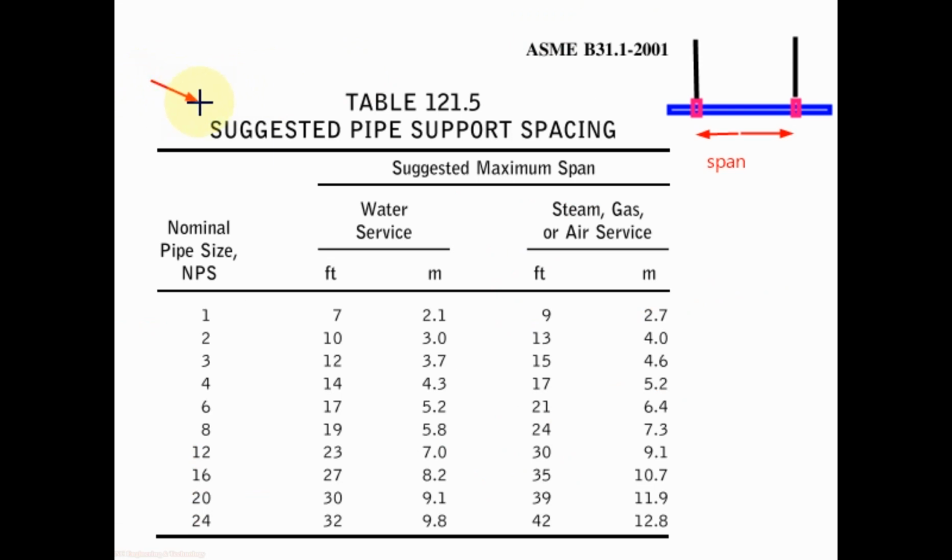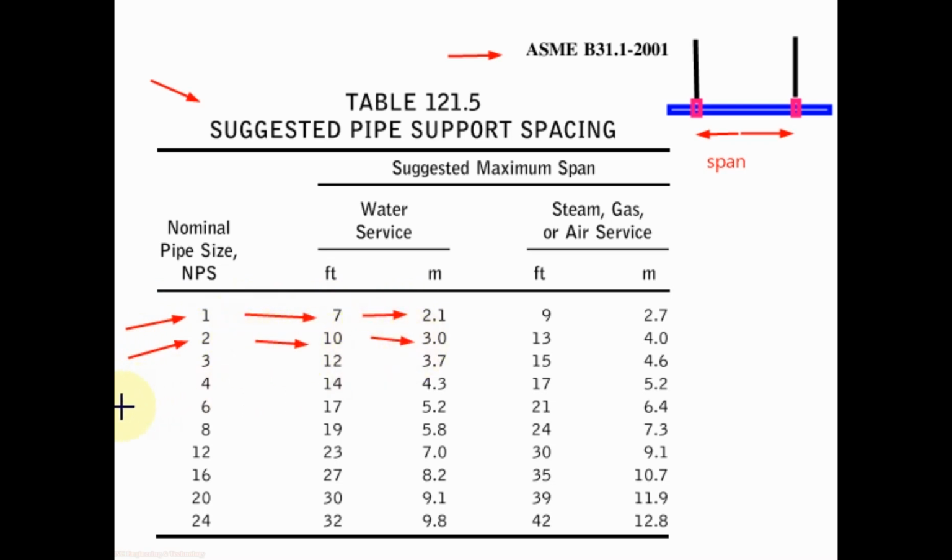Suggested pipe support spacing as per ASME B31.1 2001. For the maximum distance between two supports, or span, for 1 inch diameter pipe you can have a maximum span of 7 feet or 2.1 meter. For 2 inch diameter pipe, the maximum distance between two supports you can have is 10 feet or 3 meter.